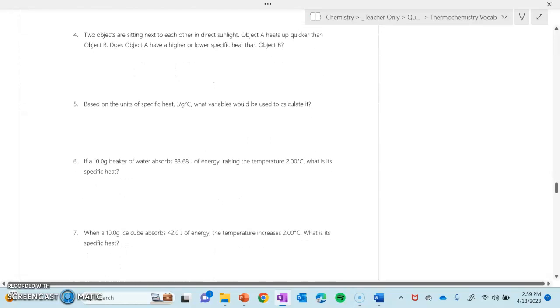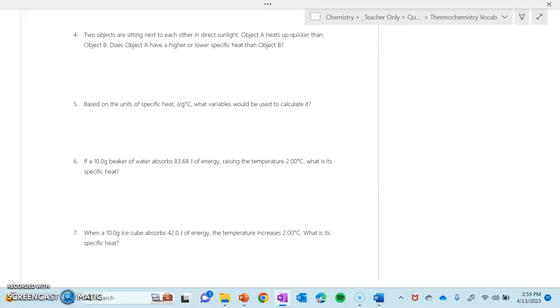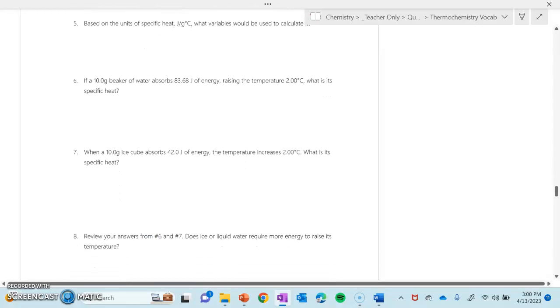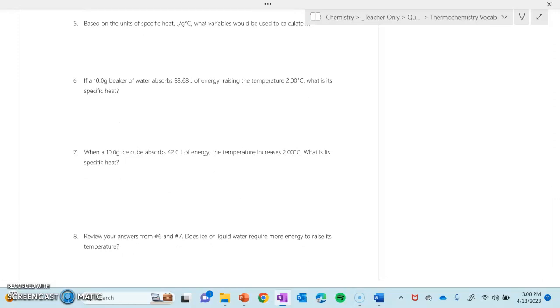I'm going to let you do number 4, same kind of idea, 2 objects sitting in the sun. Object A heats up quicker than object B. Does it have a higher or lower specific heat than object B? 5, 6, 7, and 8 actually all go together. This is where we're going to start doing math problems about specific heat.